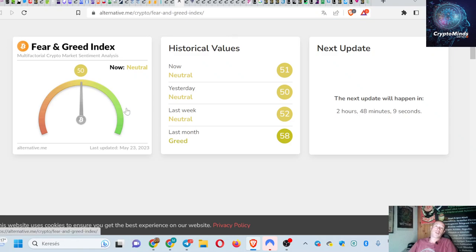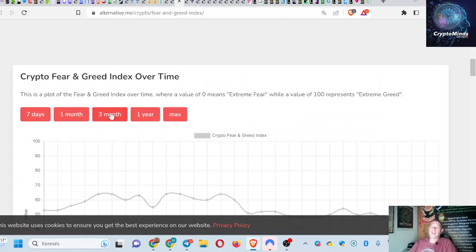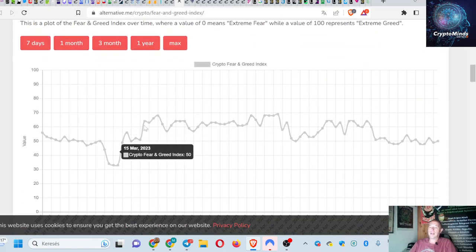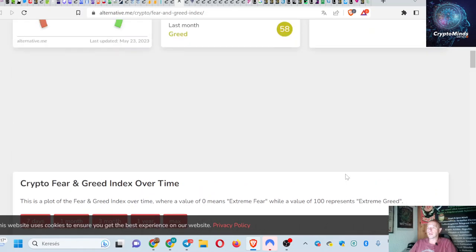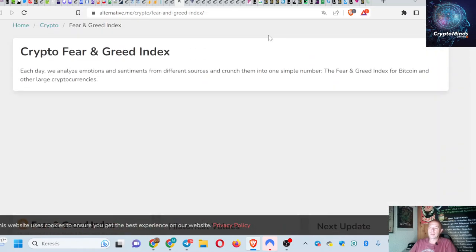Our favorite indicator, the Crypto Fear and Greed Index, is at 50, so we are back in the neutral zone after being slightly in the greed zone for, let's say, 3 months. Now we are back in the neutral zone, so the market is consolidating.